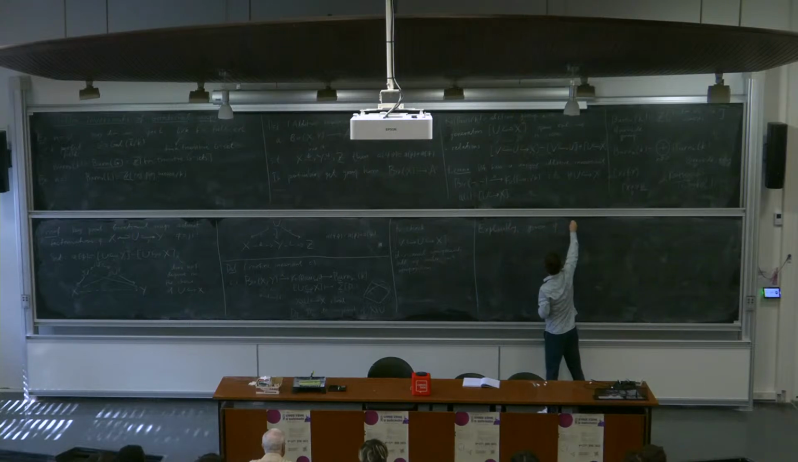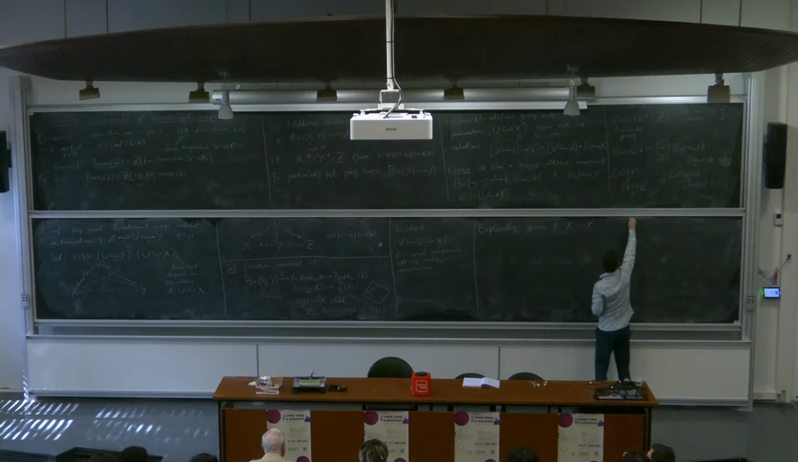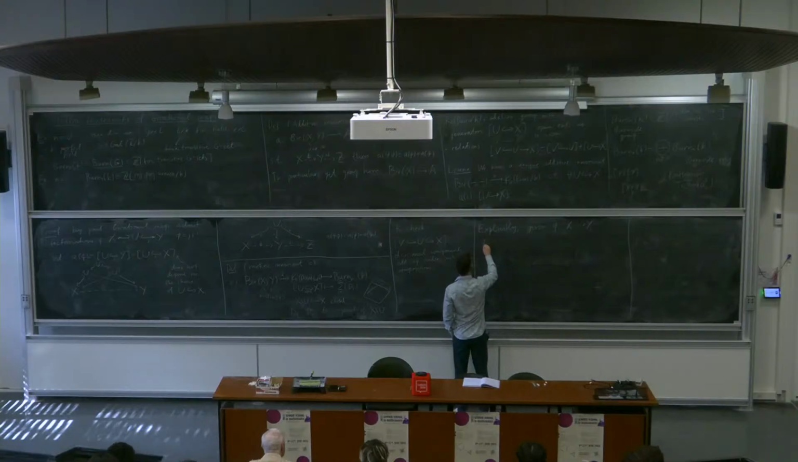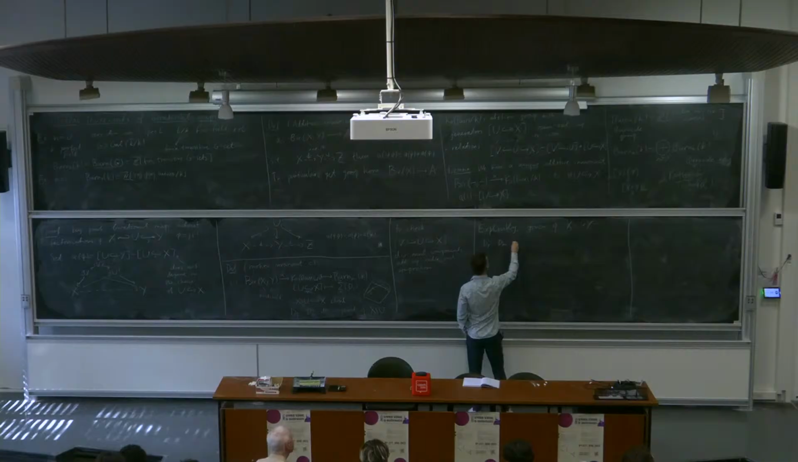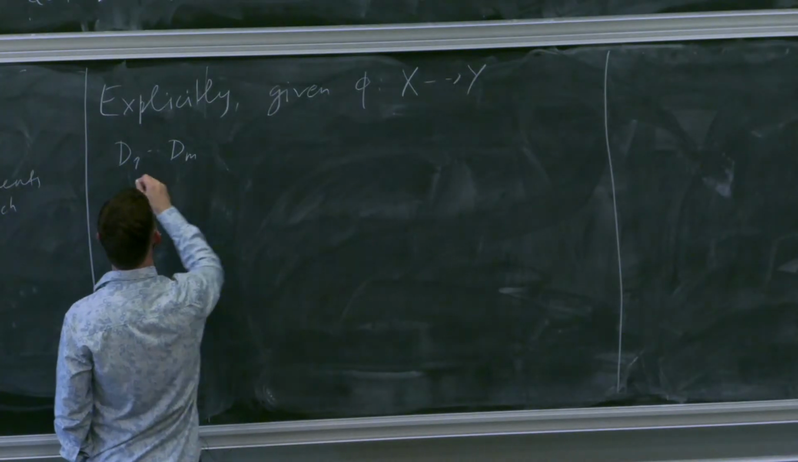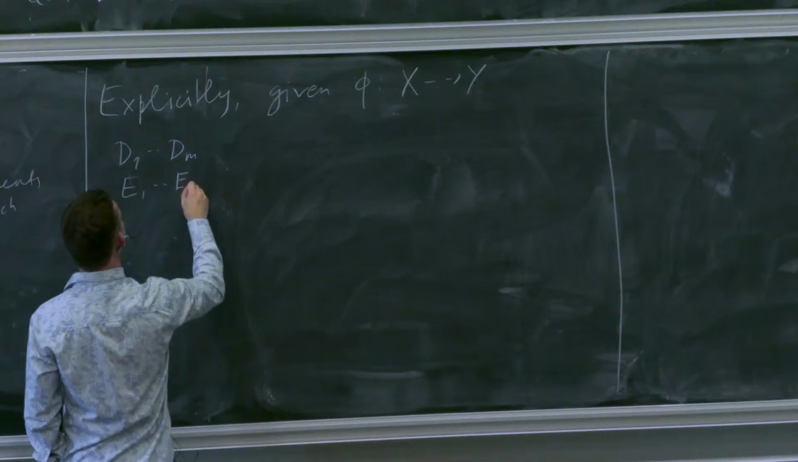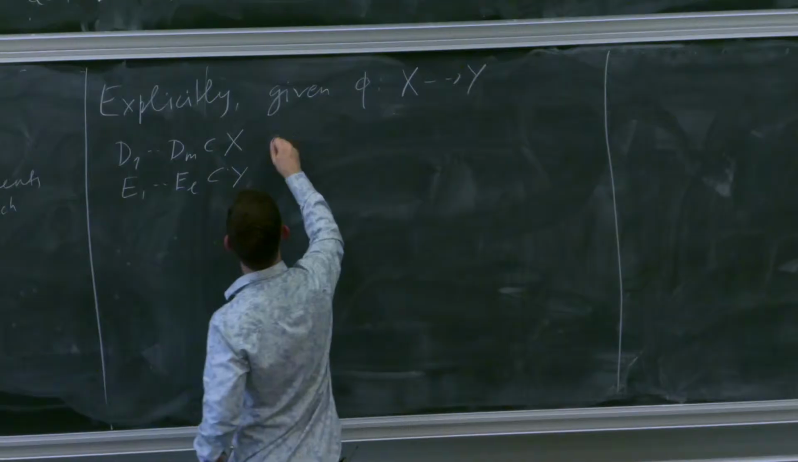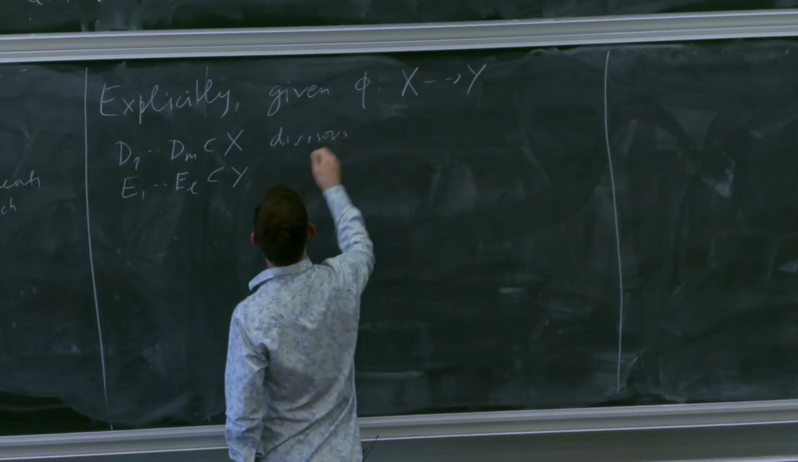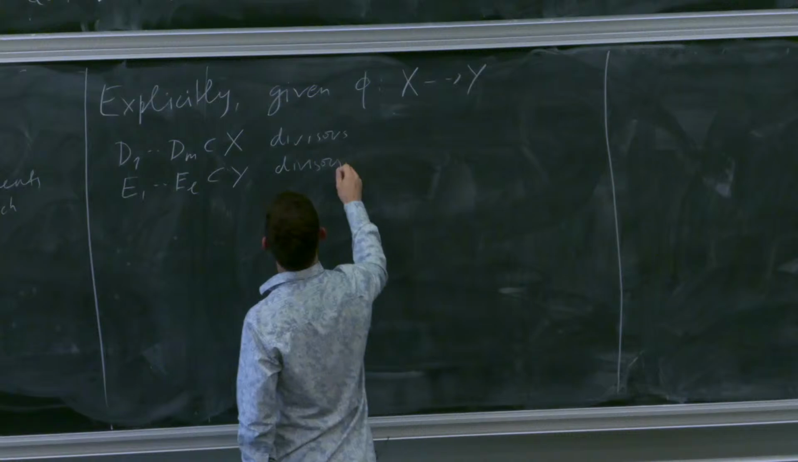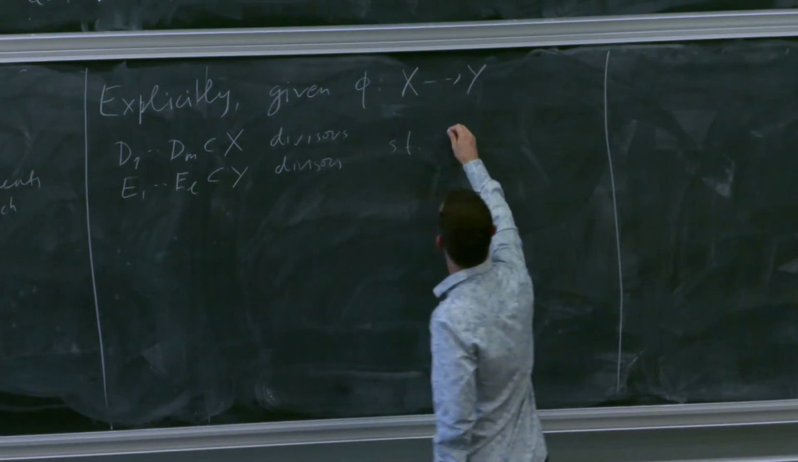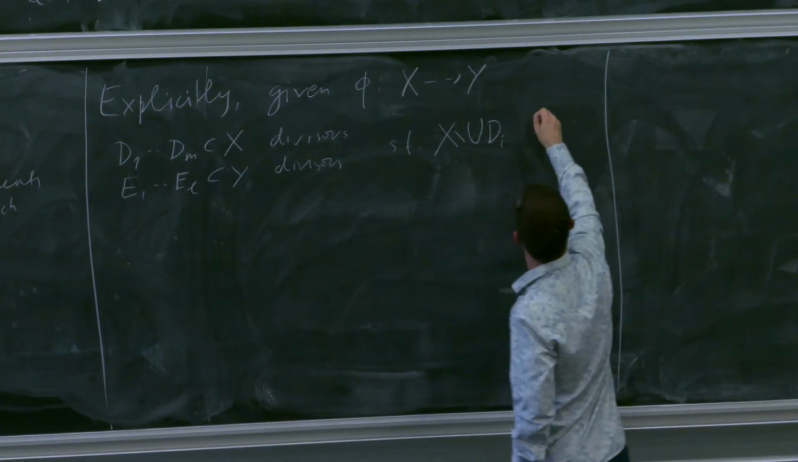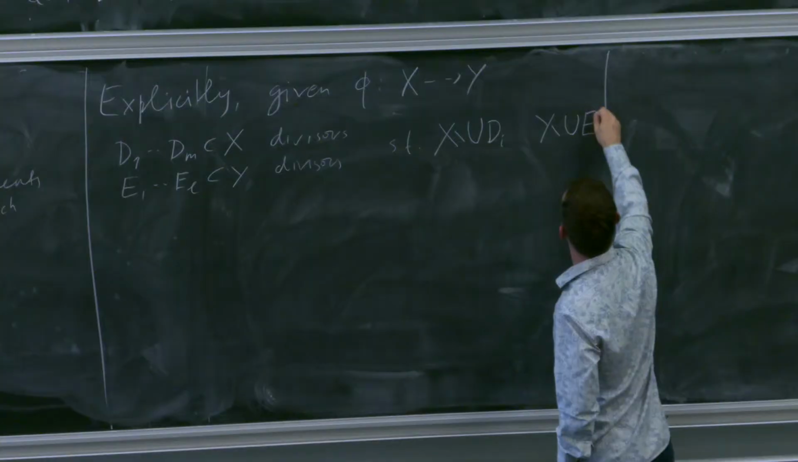So if I have a birational map from X to Y, if you look at D1, ..., Dm, and E1, ..., El, these are divisors in X, these are divisors in Y. I'm looking at some kind of exceptional divisors such that I can compare X minus the union with Y minus the union.